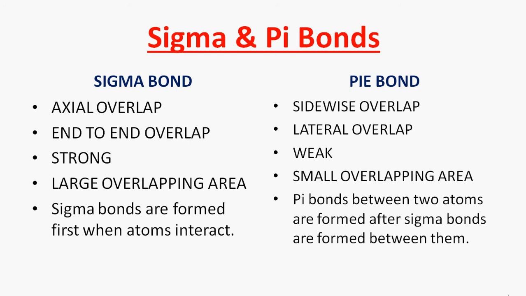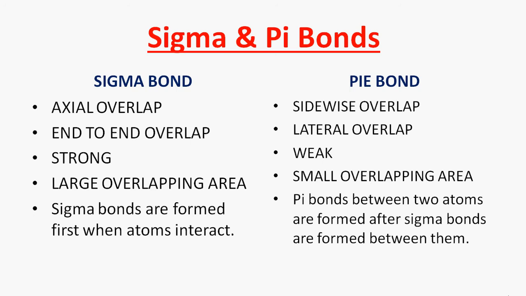Next point: the sigma bond is end-to-end overlap, whereas the pi bond is obviously sidewise overlap, so it is lateral overlap. Then sigma bonds are strong while pi bonds are weak. It means that rotation is possible across the pi bond. There is a large overlapping area in a sigma bond, hence it is strong, and the area of overlap in a pi bond is small, so it is the weak bond.